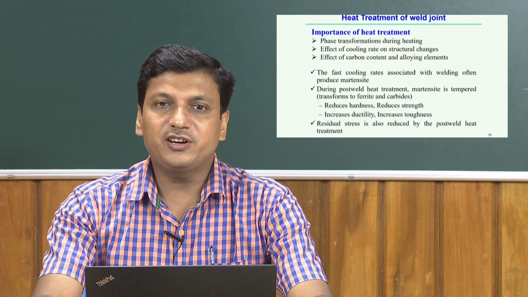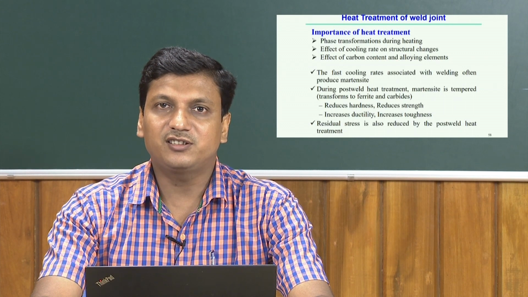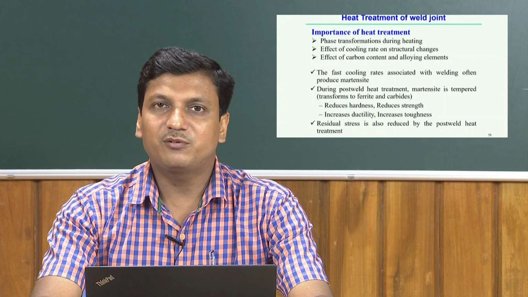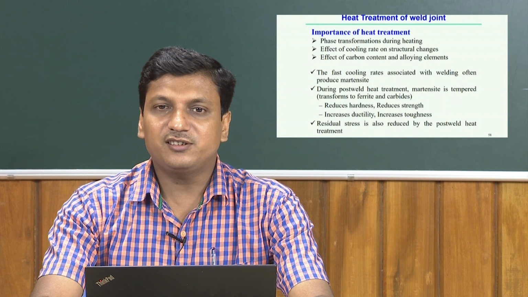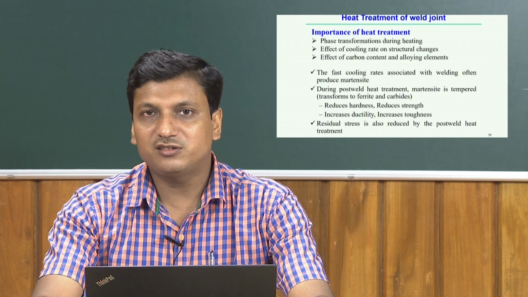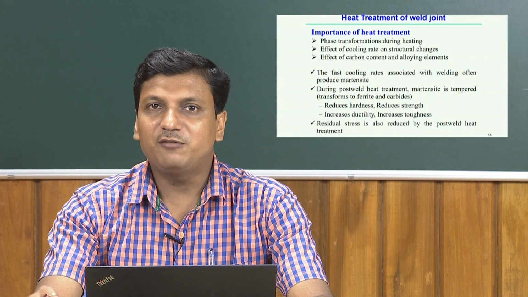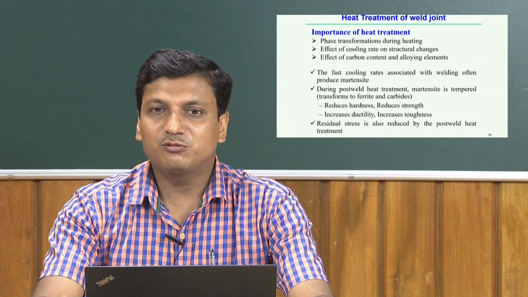But the fast cooling rates associated with welding often produce the martensitic structure, that we have seen if the cooling rate is very high in the welding process. So, in that case there is a chance of producing martensitic structure, but martensitic structure and its distribution may not be beneficial for the weld joint.